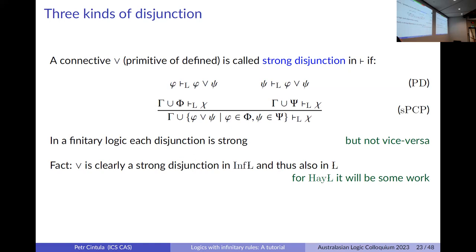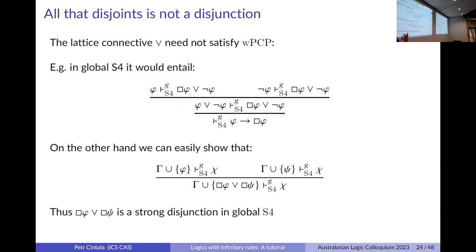More facts. The normal disjunction is a strong disjunction in infinitary Lukasiewicz logic. You just compute with ones, it's quite easy to see. I don't have time to tell you, but trust me. So with this, by the same logic, from semilinearity of infinitary Lukasiewicz logic to Lukasiewicz logic, we get the strong proof by cases, strong PCP. Again, for Hajek logic, it will be some work. To wake you up a little bit, it is not obvious, because not everything you write as a disjunction is a disjunction in this sense.